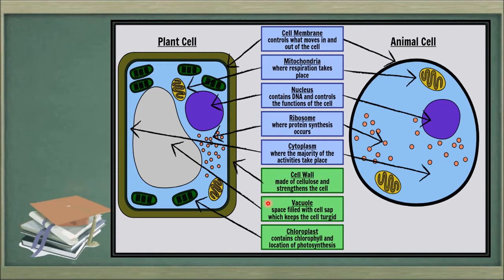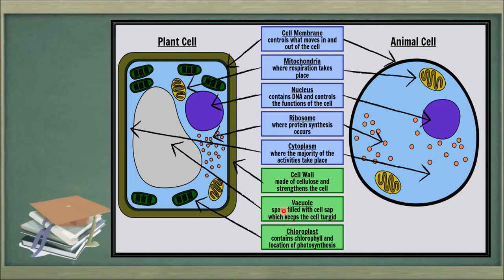Next cell organelle is vacuoles. Vacuoles are only present in plant cell. They are not present in animal cell, or if at all present, only in small size. Basically they are mostly present in plant cell and are bigger in size also. They are so big that they have pushed the nucleus to one side.